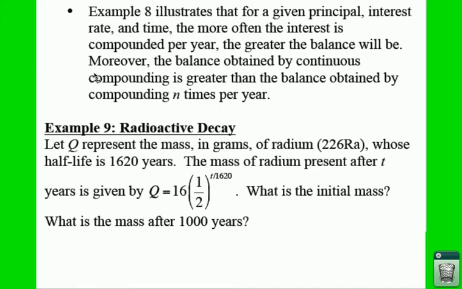If you notice back in example 8, what happened here is you were given a principal and interest rate and time, and the more often the interest is compounded, the greater your balance can be. So if you continuously compound something, that's going to be a larger balance than if you just compound it quarterly. Same thing if you were to compound something monthly, it would be larger. Weekly, it would be larger than monthly, and on and on. Anytime you compound something continuously, that's going to be greater than compounding it so many times a year. So the largest you could ever get a balance to be would be to compound it continuously throughout the year.